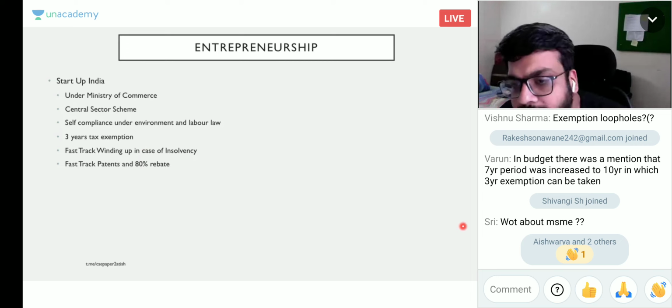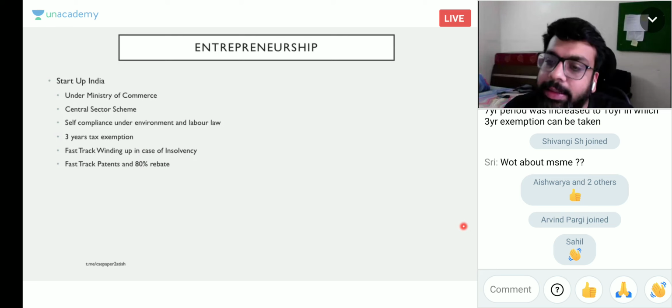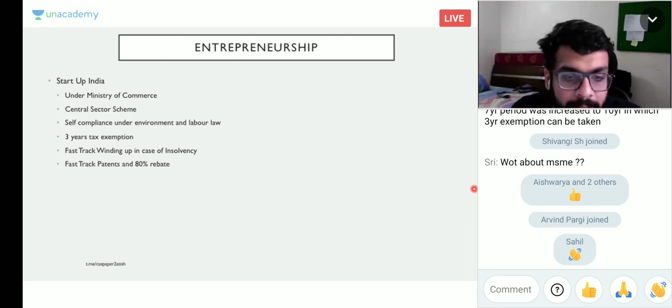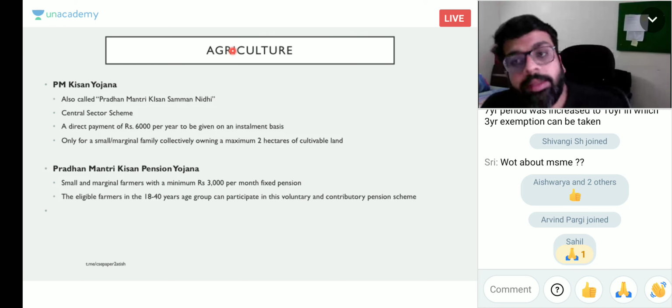There's nothing more. MSME, there has not been a major scheme, Shri. I've already added this in the second document. If you will be patient, you'll have a look at that document in some time. Don't worry. Agriculture, very important again.